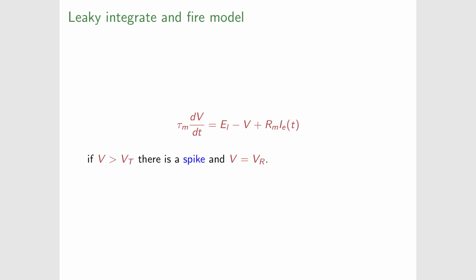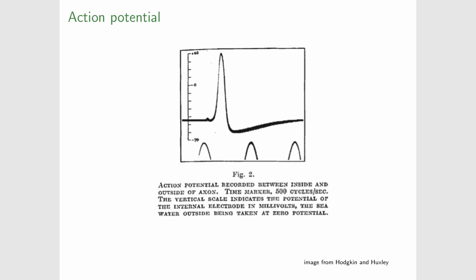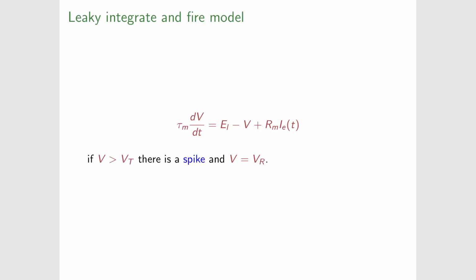tau_m dV/dt, the rate of change of V, is equal to EL minus V plus R_m I_E, with the extra instruction that if V ever goes over a threshold value, Vt, then there's a spike and we reset the voltage. So if you look back at this behavior here, after the spike, the voltage is pushed back down to a reset value, which is typically quite close to EL, the leak value. The leak value, I should have said, is around minus 70 millivolts as well.